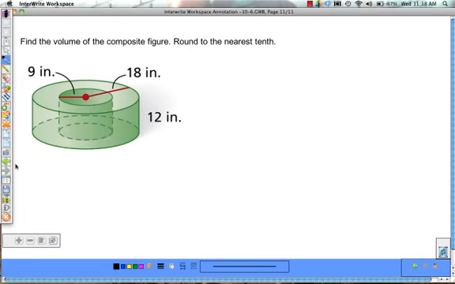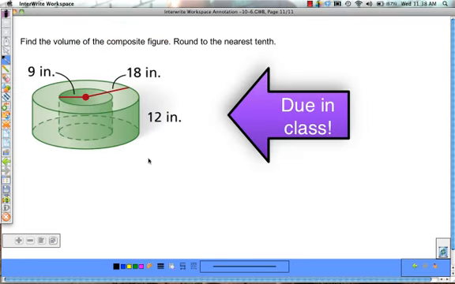This last one you're going to do for class. So we're wanting to find the volume given the composite figure. You're given a radius of the big one, radius of the small one, and the height of the prism. We're trying to find this volume and round to the nearest tenth.